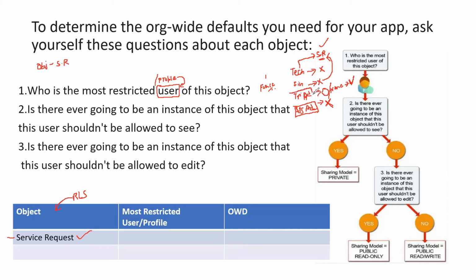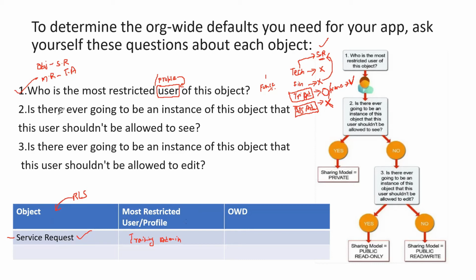Once you identify the restricted user, go ahead and update your Excel sheet. For this object, in this scenario that we have discussed, training admin is a restricted user. I've got my sheet updated. So we have identified the most restricted user. Our first step is done. Now we have the object, and we have our most restricted user as training admin. Now, let's move on to the second step.